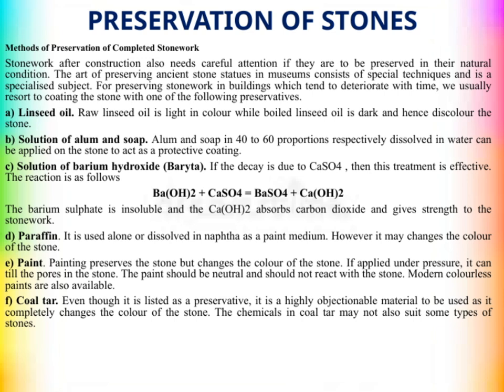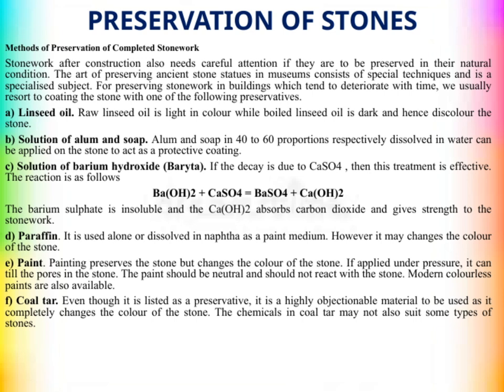Raw linseed oil is light in color, but boiled linseed oil tends to darken and discolor the stone, so we need to choose carefully. Another approach is using a solution of alum and soap, dissolving alum and soap in water at proportions of about 40 to 60%. This creates a protective coating that can help shield the stone.